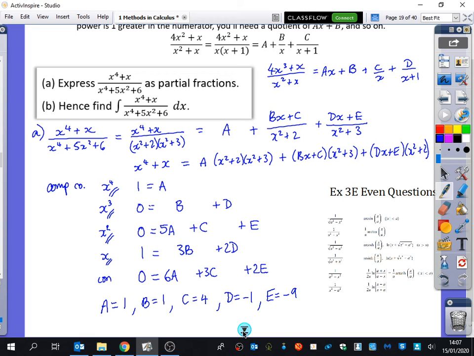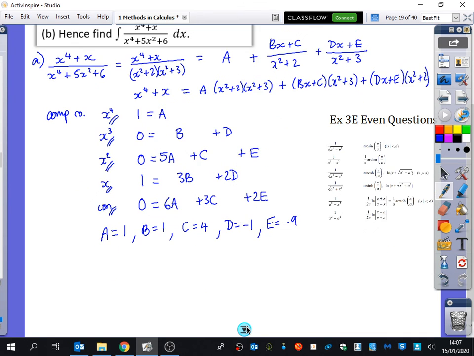Like, why not? You can do any other simultaneous equation on the calculator. And the main equation. So now, let's integrate. So part B of the question. I forgot what we were doing. We're trying to integrate x to the power of 4 plus x over x to the power of 4 plus 5x squared plus 6 with respect to x, which is the same as integrating.